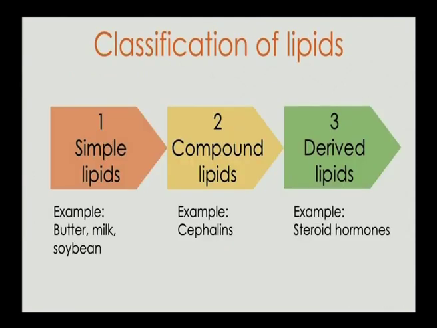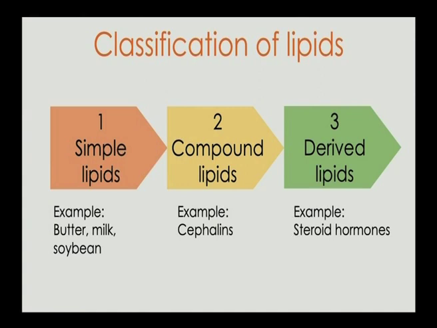Let's quickly look into the classification of lipids. They're classified as simple lipids, compound lipids, and derived lipids. I'll just give you the definition of each classification of lipids, an example, and then move on to the next slide. Simple lipids are those lipids which contain esters of fatty acids with alcohols. Examples include butter, milk, and soybean.